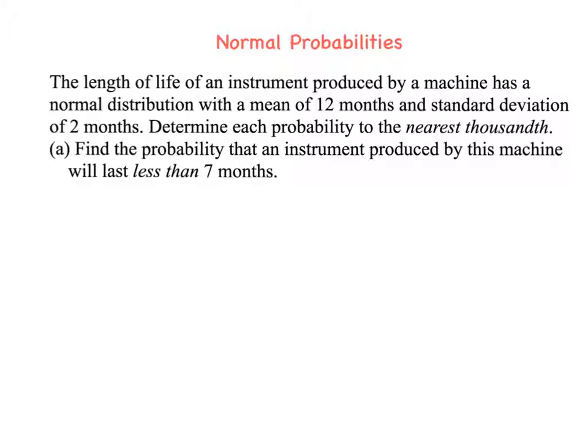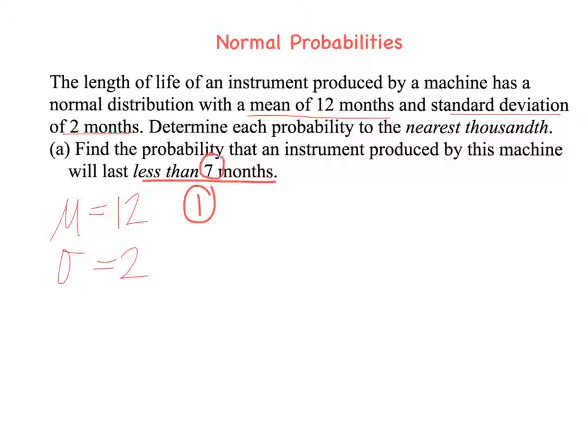Okay, so as I'm looking at this, I see it tells me we're talking about the length of life of an instrument. It's a normal distribution with a mean of 12 months and a standard deviation of 2 months. So what I'm going to do right away is label those. Mean 12 and the standard deviation is 2. Okay? So the first thing I'm going to do is find my z-score for the amount that they're talking about. In part A, they're saying find the probability that an instrument produced by this machine will last less than 7 months.